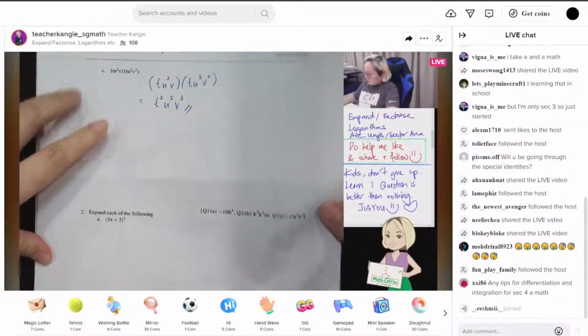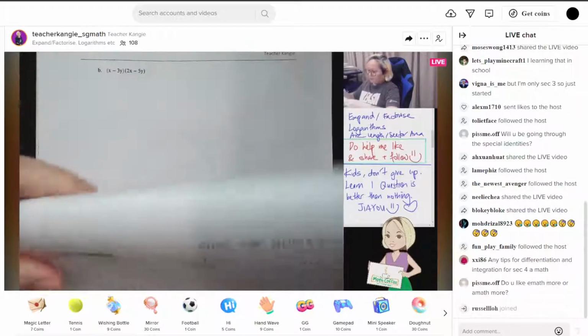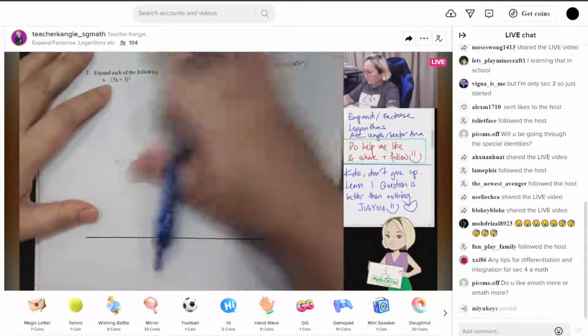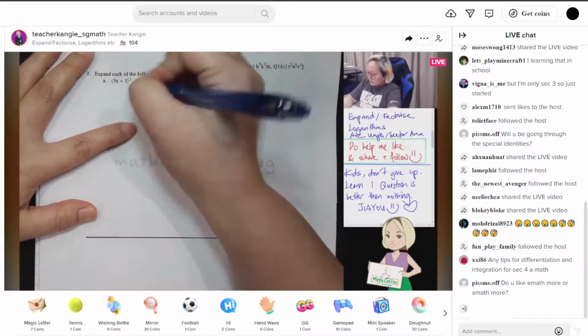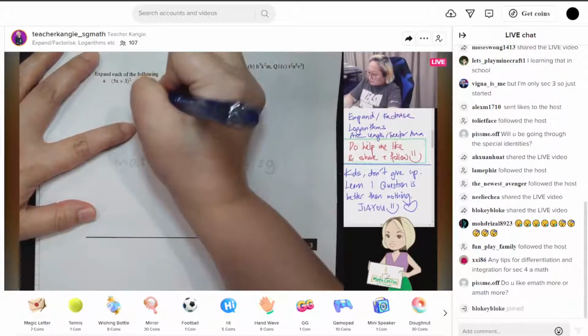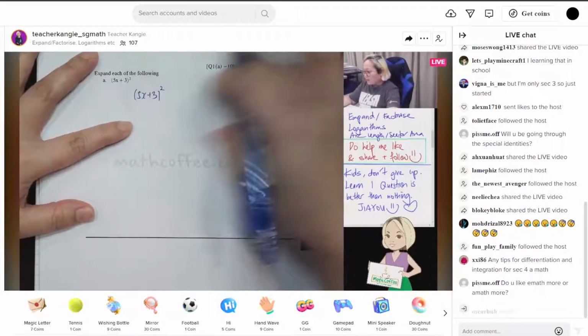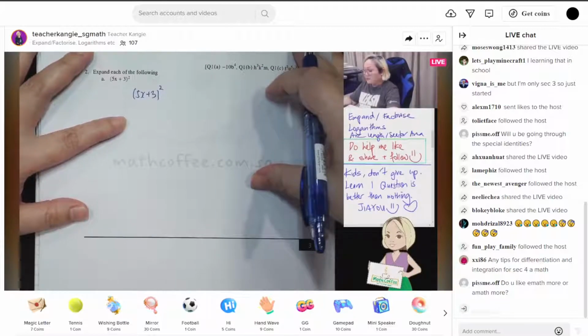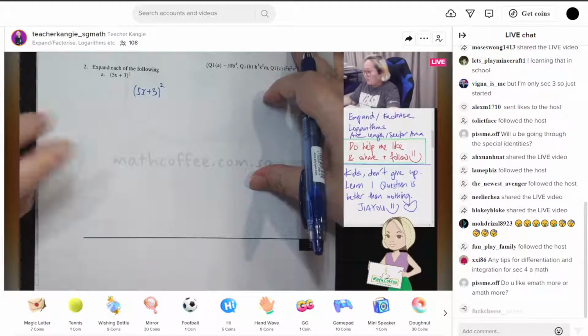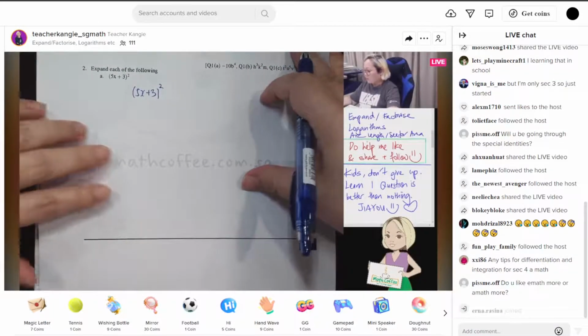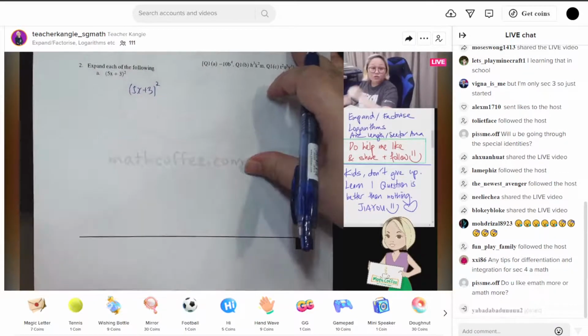Okay, so next, now we're going to do expansion. 5x plus 3 squared. So just now someone asked me, please stick to the relevant. I'm teaching now, not answering any other questions. So 5x plus 3 squared. This is the identity that we're going to talk about.